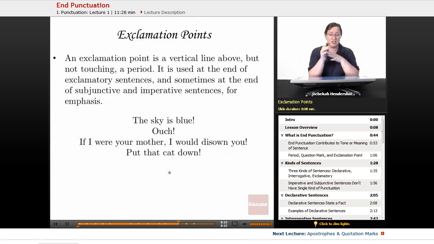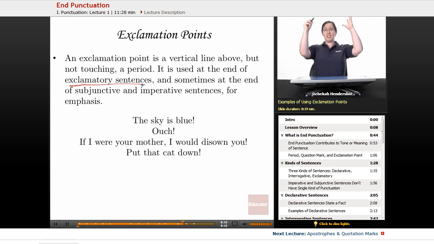All right. Exclamation points. An exclamation point is a vertical line above, but not touching, a period. It is used at the end of exclamatory sentences and sometimes at the end of subjunctive and imperative for emphasis. But basically, if you stick an exclamation point on the end, you can always claim it's an exclamatory sentence just because it's got an exclamation point.